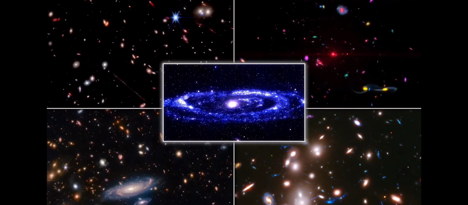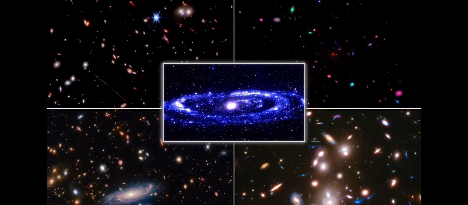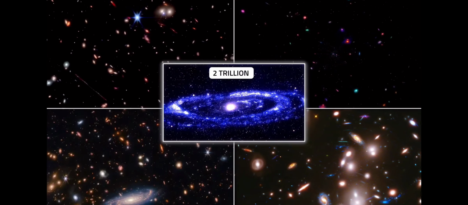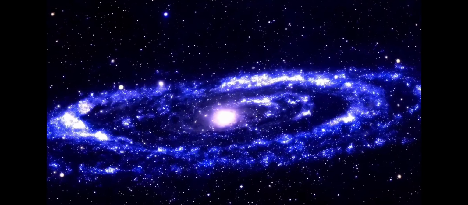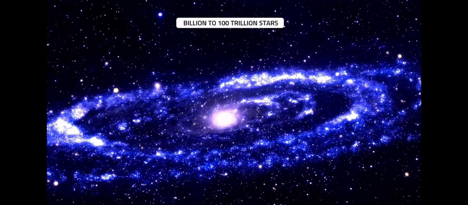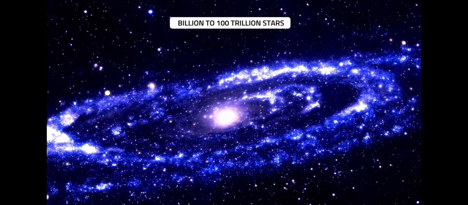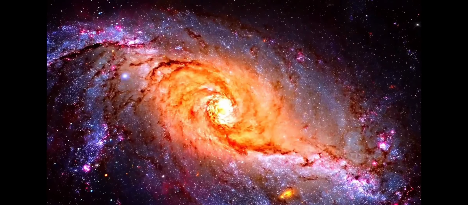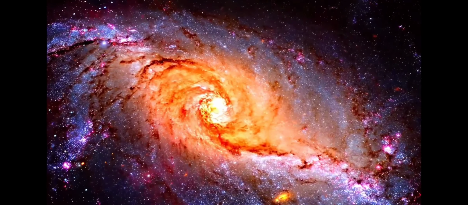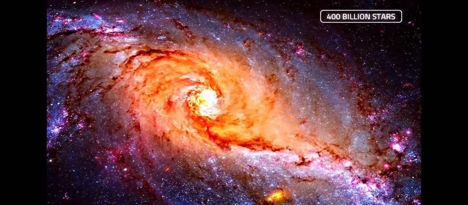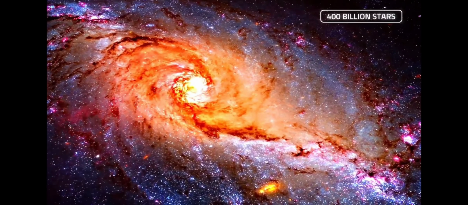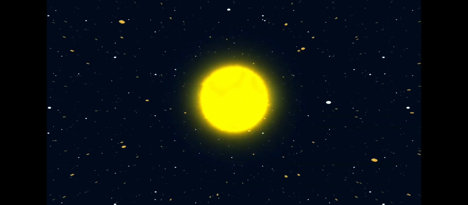In the vast observable universe, it is estimated that there are approximately 2 trillion galaxies. Each galaxy contains anywhere from a few billion to 100 trillion stars. Of those countless galaxies, the Milky Way is one of them. The Milky Way galaxy contains around 400 billion stars. Of those billions of stars, our Sun is just a small star.